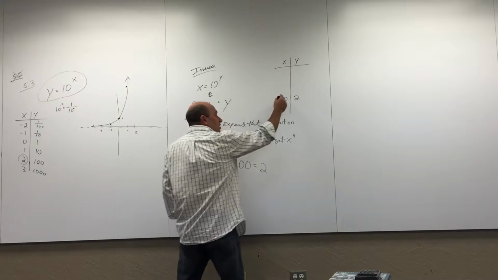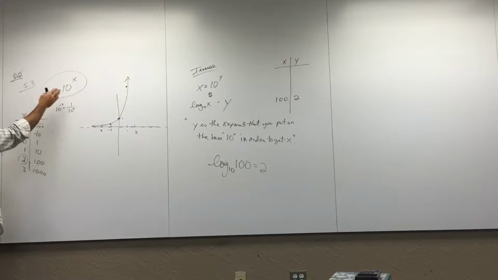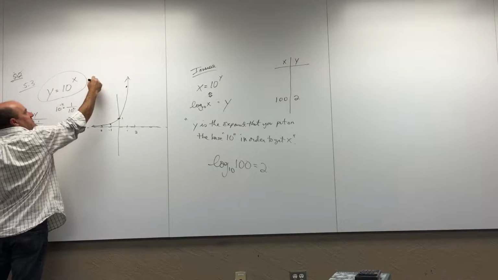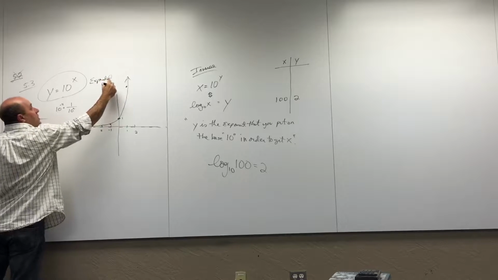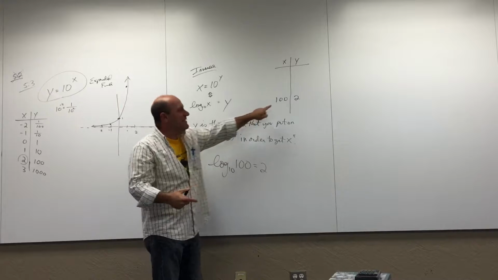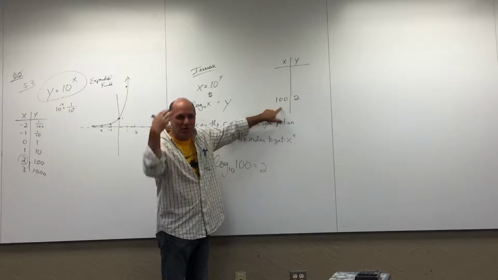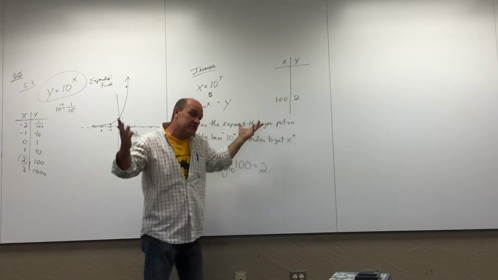So when you plug in 100, you get a 2. Now hang on, back over here. This was just an exponential function. What were we doing here? We were plugging in exponents and finding answers. I plugged in a 2 and got 100. Well, what am I doing over here? I'm sort of plugging in the answer 100, and I'm looking for the exponent. It's the opposite. It's the inverse.